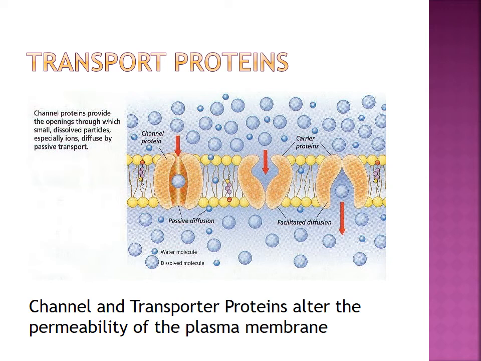Now we're going to start talking about some of those molecules that can't just make it across the membrane, that have to rely on proteins to get across. You have different types of proteins that help you get across the membrane. They alter the permeability. These proteins may allow some molecules through that the membrane itself would not. So you have channel proteins and transporter proteins. These proteins are embedded within the plasma membrane.